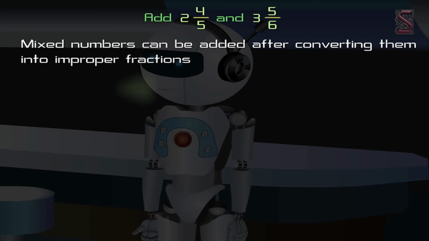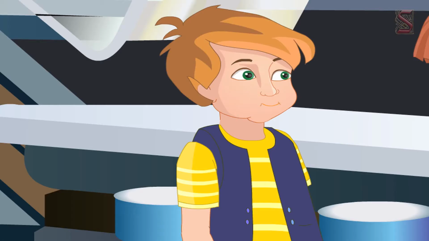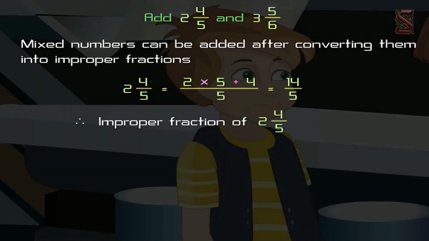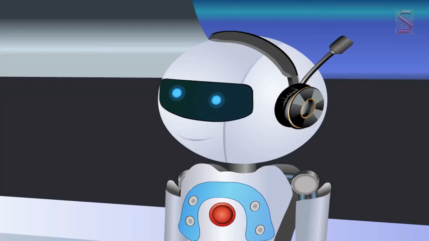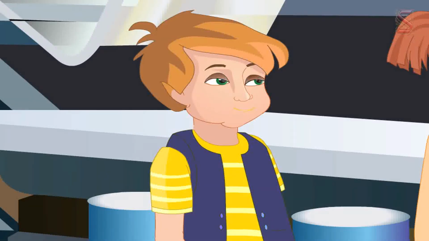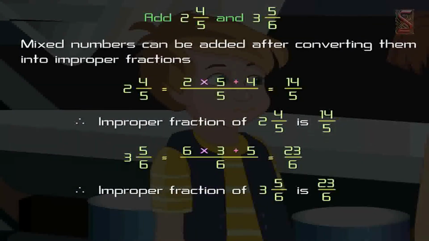Convert 2 4 by 5 into an improper fraction. Multiplying 2 and 5 and adding 4 to that, we get the numerator of the improper fraction. And the denominator of the improper fraction is the denominator of the fractional part of the mixed number. Therefore, the improper fraction of 2 4 by 5 is 14 by 5. Good. What is the improper fraction of 3 5 by 6? Improper fraction of 3 5 by 6 is 23 by 6.